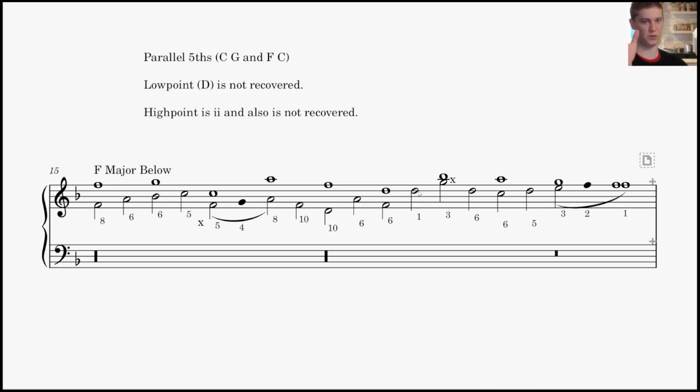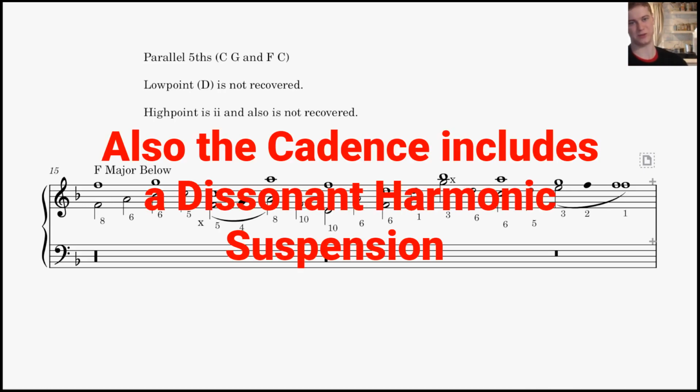We can also see in the counterpoint there is a leap up to a high point, but the high point, being the note G, is only the second scale degree of F, so not a consonant leap away from the tonic. And then after the leap it's not recovered down a step in the opposite direction.